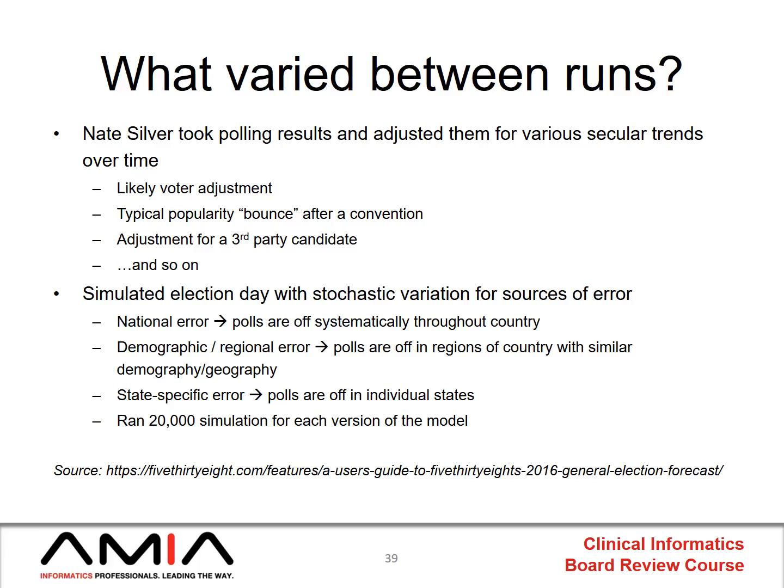They also had to, in their model, put in some variation for other kinds of error, such as we know that polls are off systematically throughout the country, so there was a national error factor that was put in there. There's demographic or regional error because some regions tend to poll in one direction versus another. There's state-specific error, and for each of these different variables, they ended up in the cumulative model running this 20,000 times. And again, if you want to know more information about how this Monte Carlo simulation was run, you can refer to the blog post listed below.